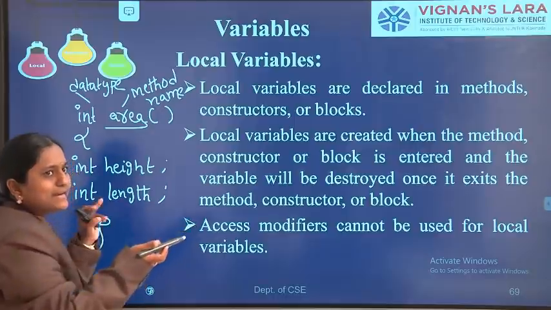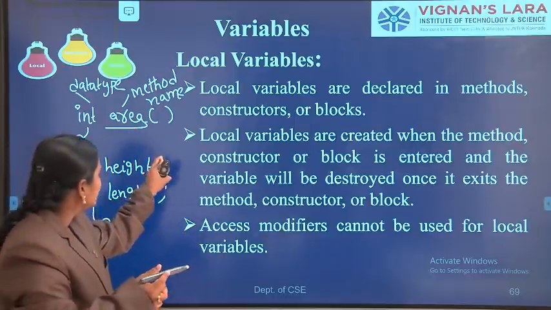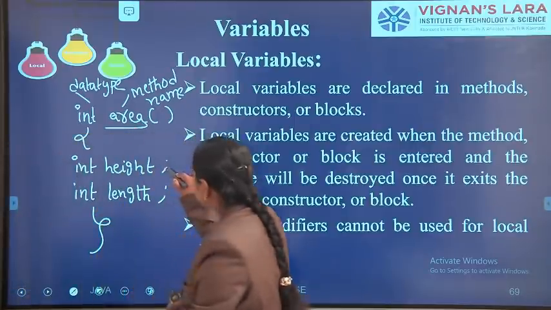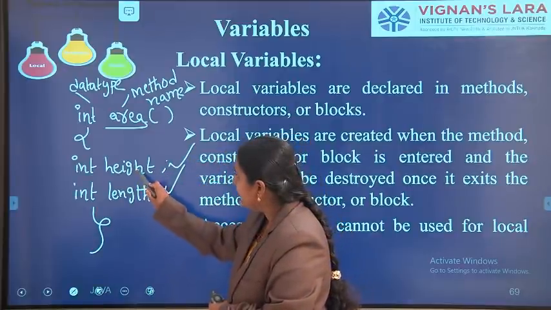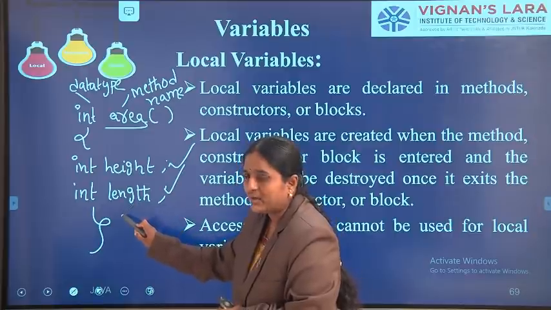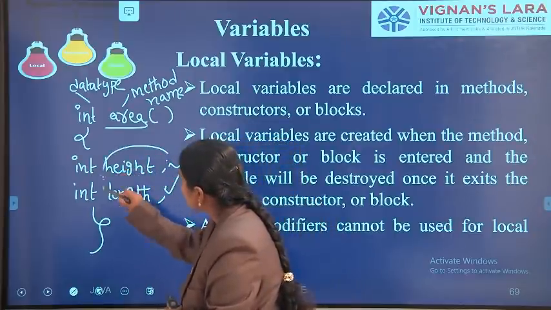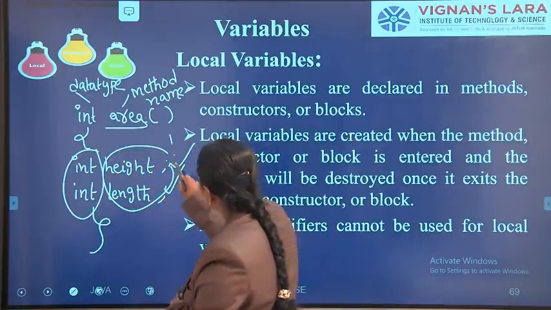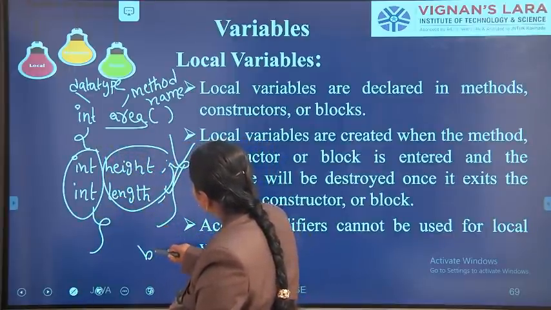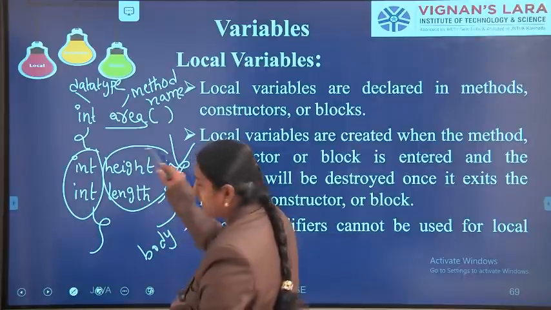Okay, so area returns which type of data type? Integer type. Here height and length, these two are variables. Of which data type are these two variables? Integer type. Okay, so this is the body of the area method.